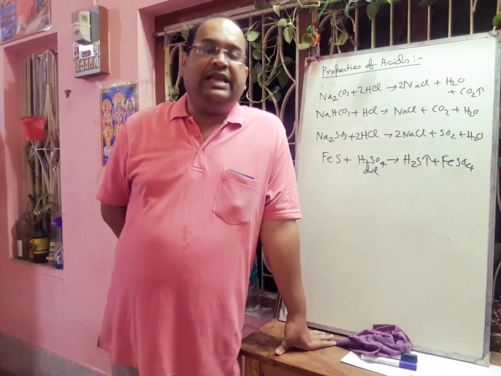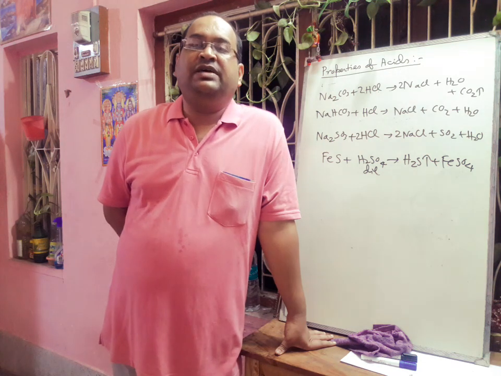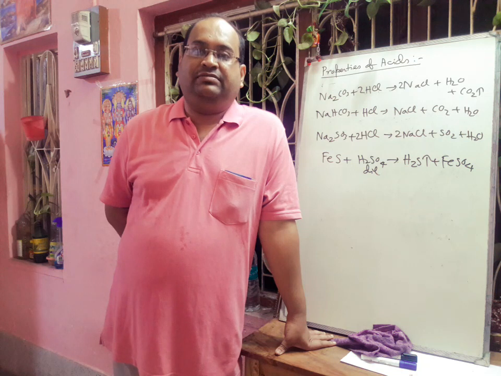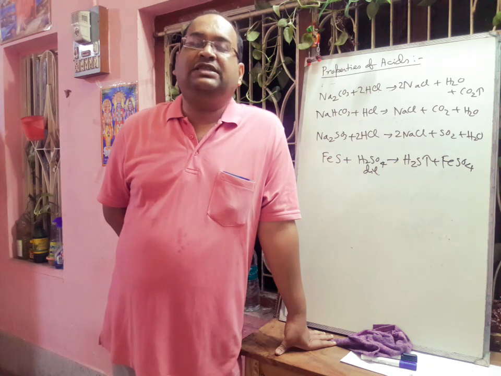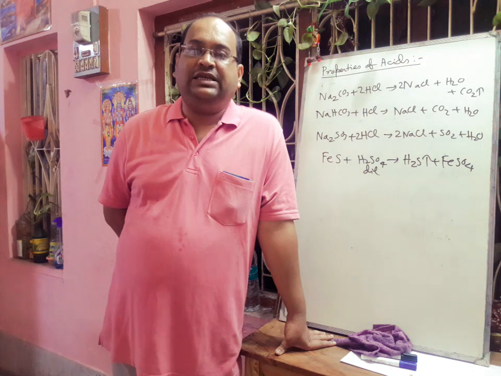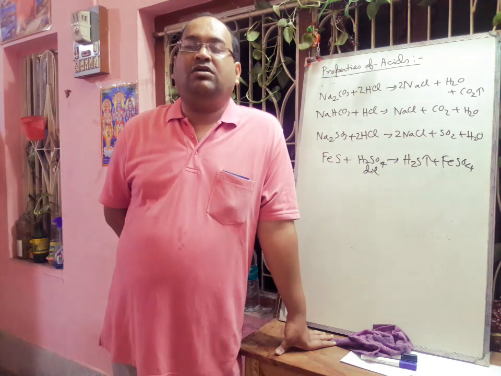Sometimes in rain there may be presence of acid. The presence of an excess amount of acid in the rain is known as acid rain. Acid rain generally contains different types of acid like sulfuric acid, sulfurous acid, nitric acid, nitrous acid. Now what is the cause?